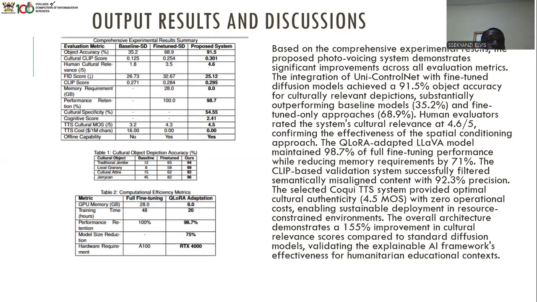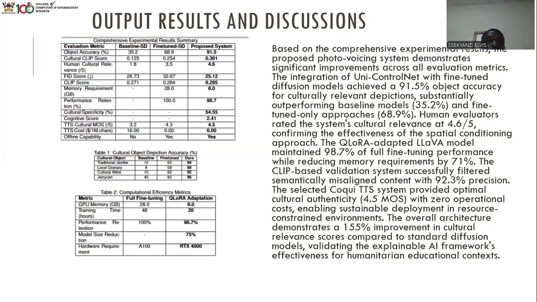system. On accuracy, before fine-tuning it was 35.2, and after fine-tuning it was 68. Then the system was 91.5 accurate. Then for human cultural relevance, before fine-tuning it was 1.9, 1.8, then after fine-tuning it was 3.5. Then the final system was 4.6, on a combination of all models.